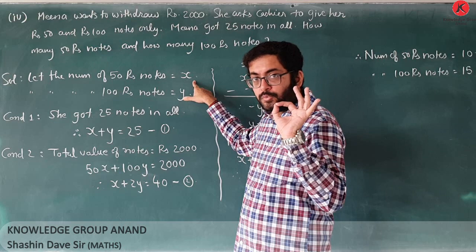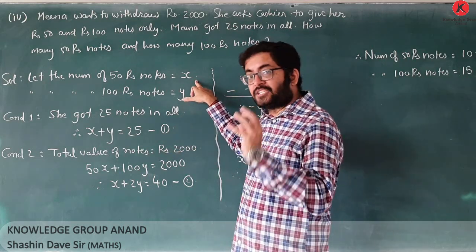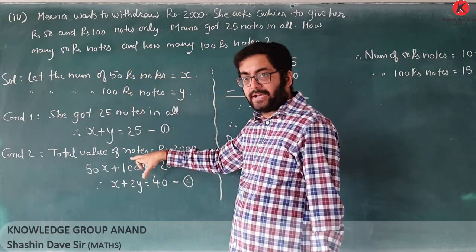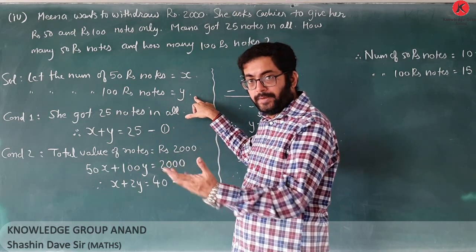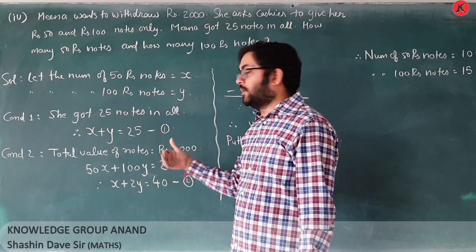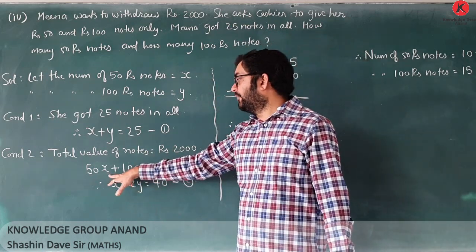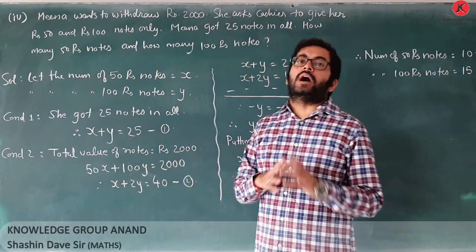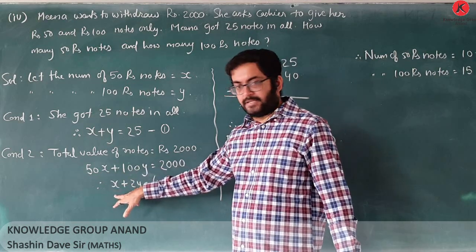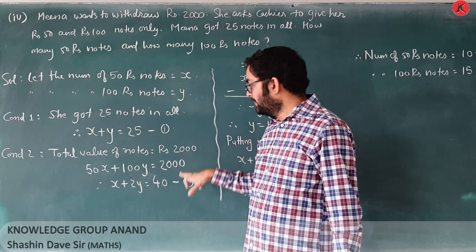Once again, Meena has total notes 25. So x plus y is 25. Now x notes are of 50 rupees, so x into 50, that is 50x. She has y notes of 100 rupees, so 100 into y, and the total value is 2000. Now again, to make this question simpler, I can see here that 50 is common in all the three terms. So I have divided all the three terms by 50. So 50x became 1x, that is x. 100y became 2y, and 2000 became 40.